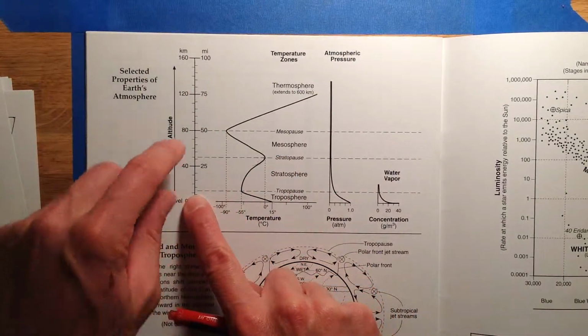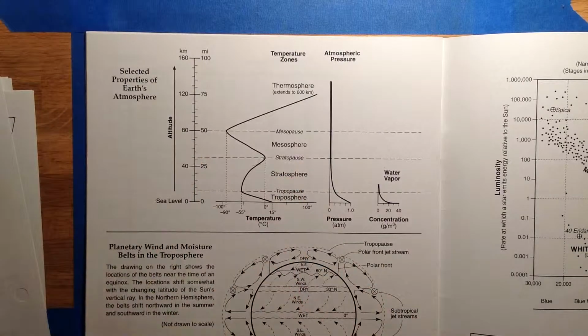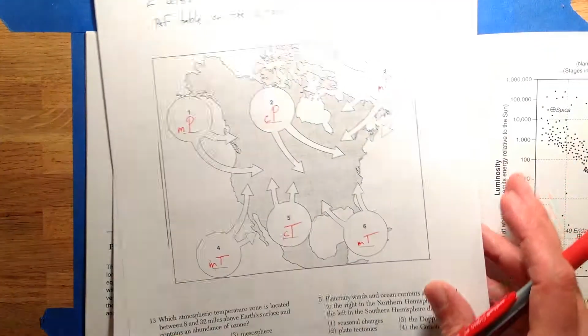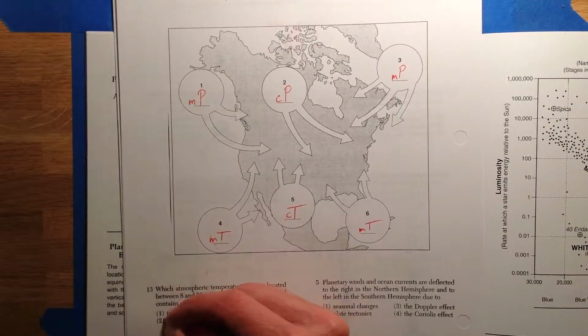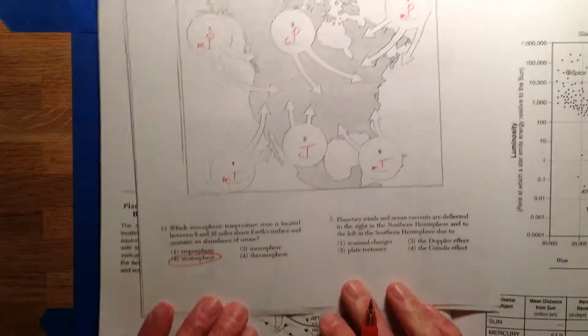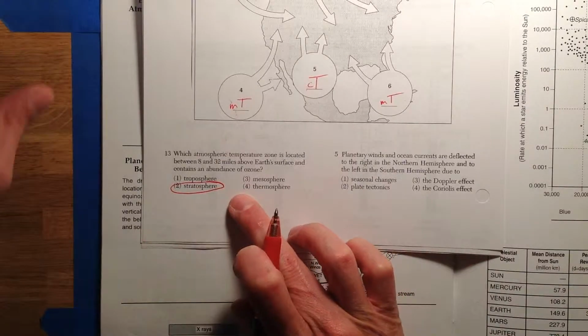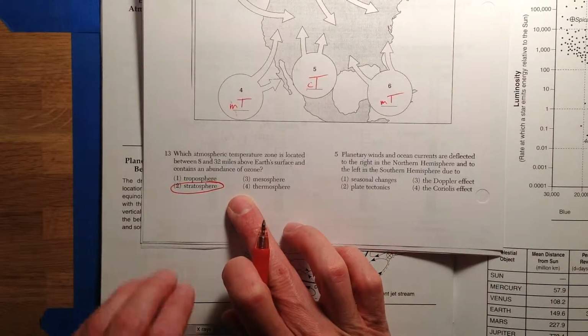That's around 8. That's a little more than 32. It's stratosphere, and stratosphere contains where the ozone layer is. Okay, I'm sorry, so that's choice 2 right there. Sorry if that was off the screen.